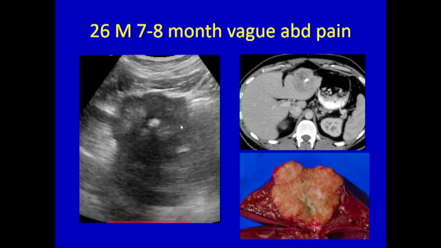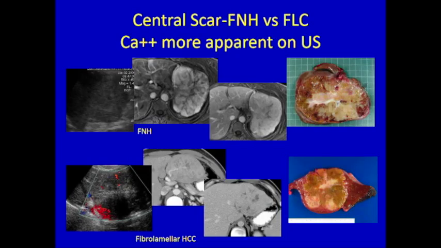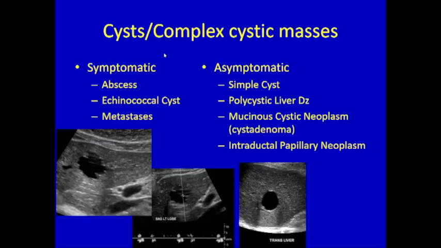Brief mention, I think you probably will all recognize this. A young patient, vague abdominal pain, symptomatic, has a mass with a central calcification. Anybody? Fibrolamellar carcinoma. Okay, you got it. And it's a subtype of HCC. We can see the central scar on all modalities, but just for ultrasound, look for the calcium in the center because we can see that quite well.